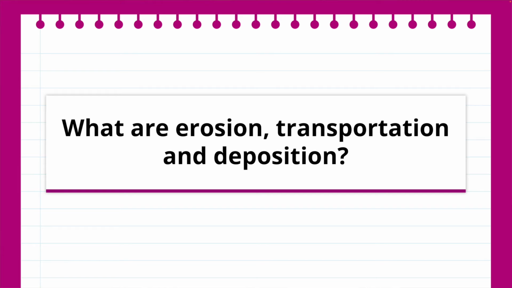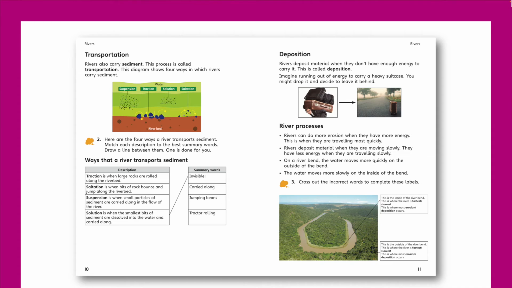Lesson 2 asks, what are erosion, transportation, and deposition? Pupils will consider how rivers interact with the land as they flow through it, and a number of metaphors are used to help pupils understand these processes. For example, material carried along by rivers is compared with a person carrying a suitcase, who will drop it when they don't have enough energy.